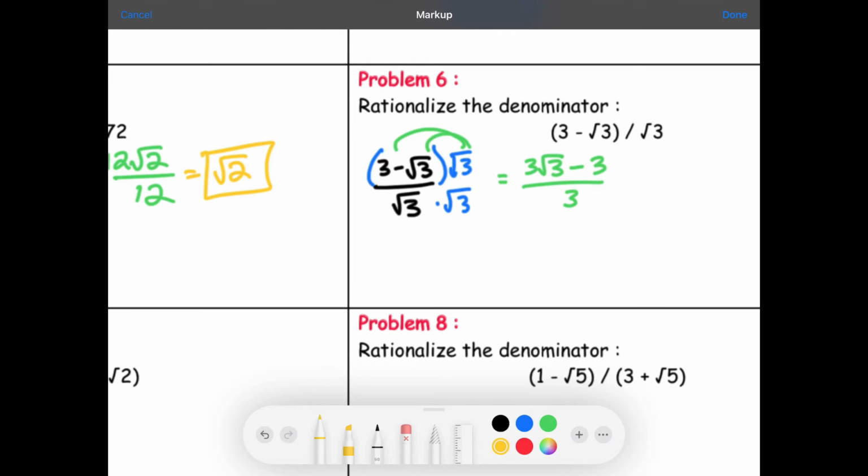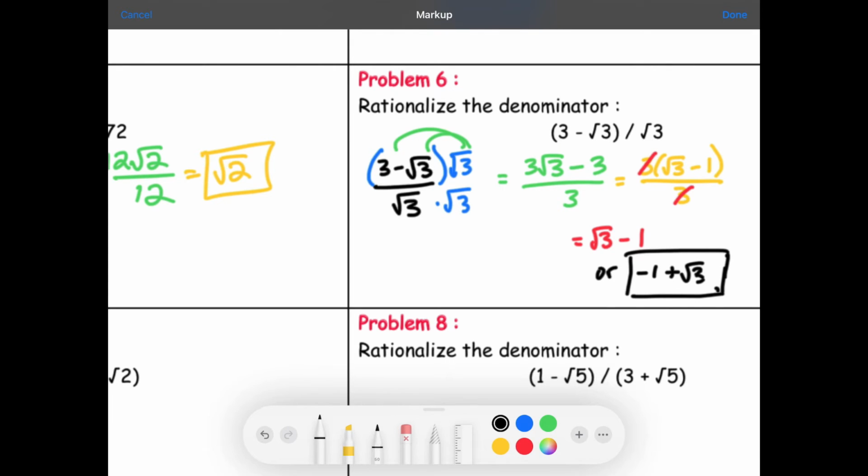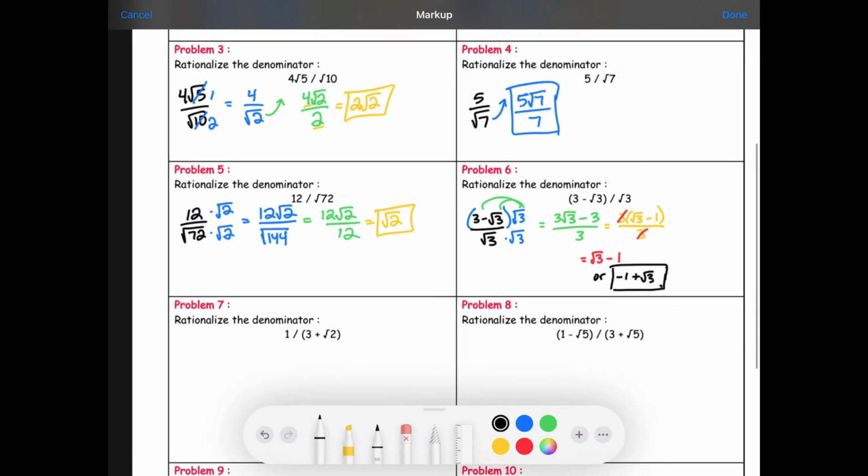So we could factor the numerator. They have a common factor of 3, which would leave us root 3 minus 1 over regular 3. And then you could simplify the 3 on the outside. So we're left with root 3 minus 1. Yeah, or if you were putting it in proper form, you'd put the root at the end. So you'd have to just check what they have in the multiple choice options there.